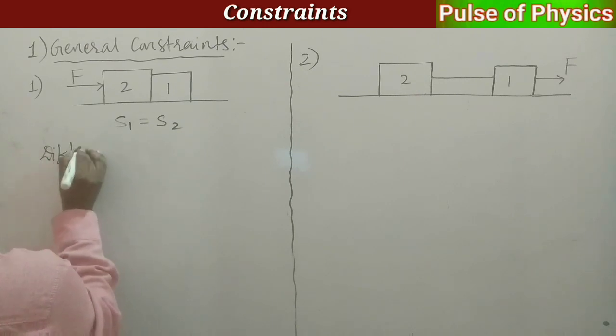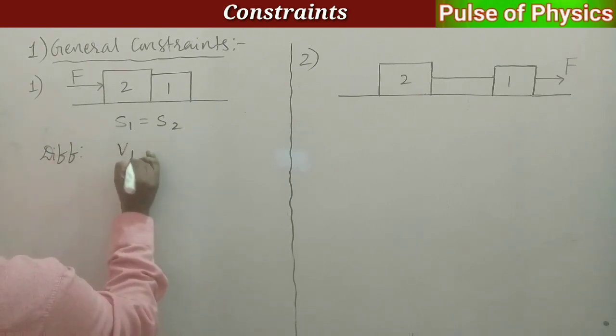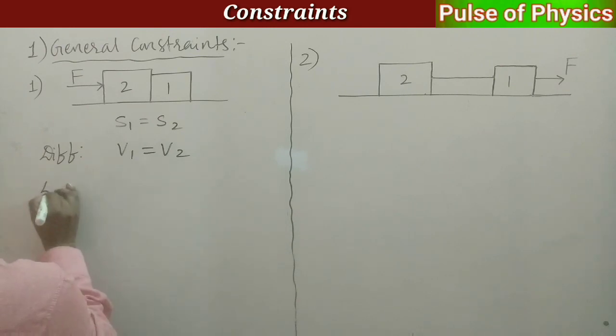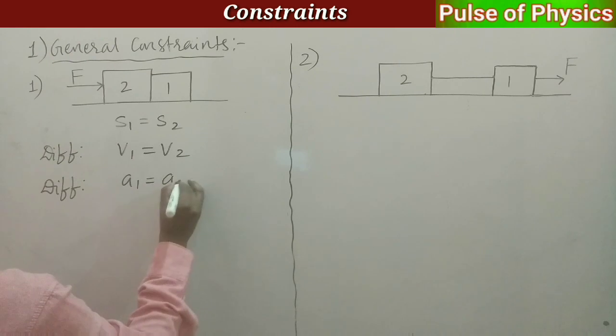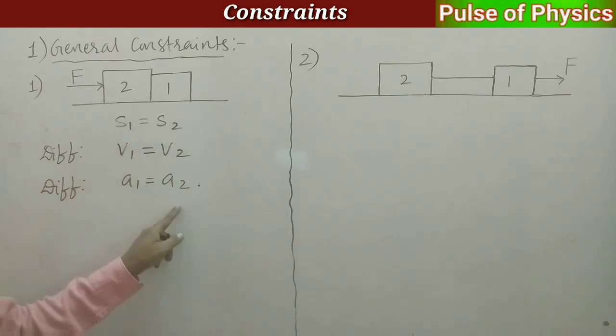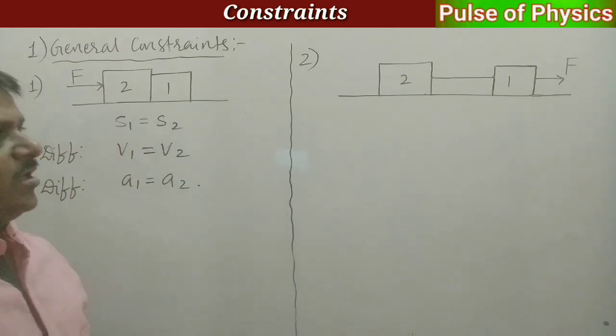Differentiate this equation with respect to time. We will get V1 is equal to V2. Again, differentiate this equation with respect to time. We will get A1 is equal to A2. These are the constraint equations. Problem 2.